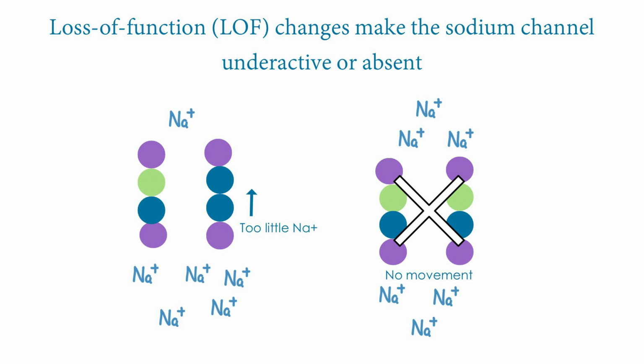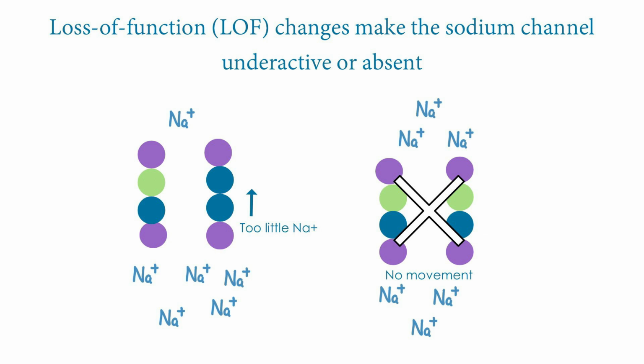Kids with de novo or new gain-of-function variants can experience infantile epileptic encephalopathy or benign familial infantile seizures. Kids with inherited gain-of-function mutations are likely to have benign familial infantile seizures. Gain-of-function variants are almost always missense variants.